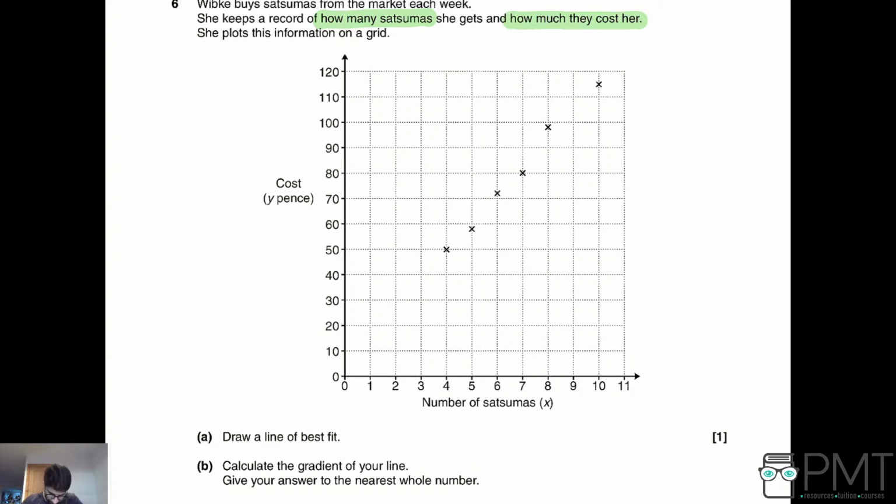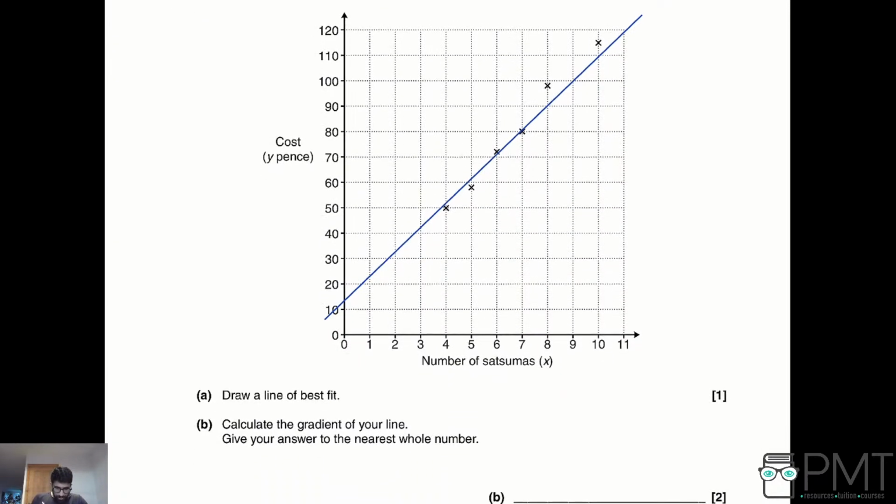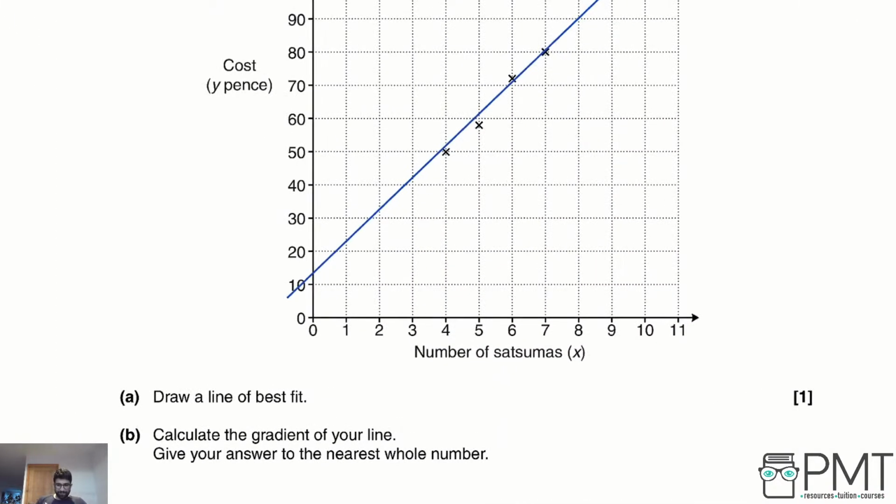There's going to be my line of best fit. Yeah, that's roughly correct. So I've kept two of them a bit above the line. These are below. I've tried to pass it through a couple as well. So you should draw something like that. Let me extend it so that we can see our intercept as well. Then we want to calculate the gradient, giving the answer to the nearest whole number.